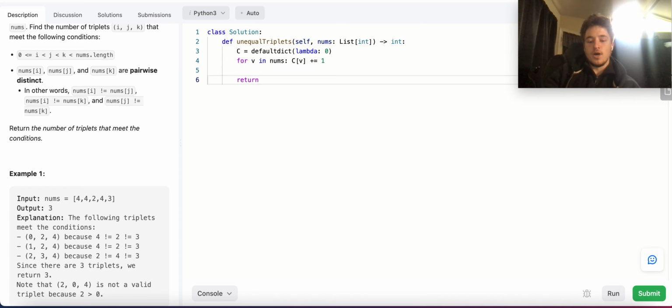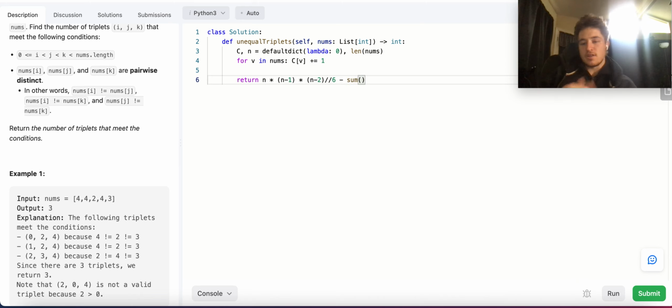And then we're going to return what? Well, we'll return the total number of triplets. So let's set n to be equal to the length of nums. So the total number of triplets is n times n minus 1 times n minus 2 divided by 6. And then we want to subtract out the things that we're overcounting. Right? So we'll look at each value. We don't really care about the value, just the number of times that unique value occurs. So we'll call that x.